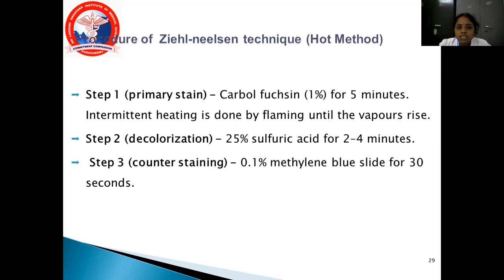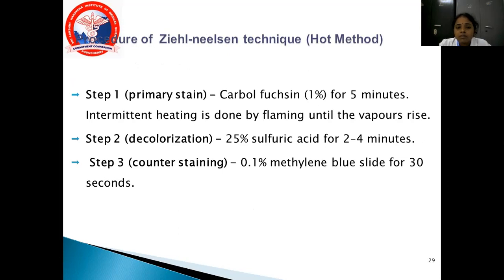And the procedure of the Ziehl-Neelsen method: there is a hot method and a cold method. In the hot method, step 1 is the primary stain, carbol fuchsin 1% for 5 minutes, and intermittent heat is applied by flaming until vapors rise. While heating, the dye should not boil and the stain should not evaporate. So that is a must.